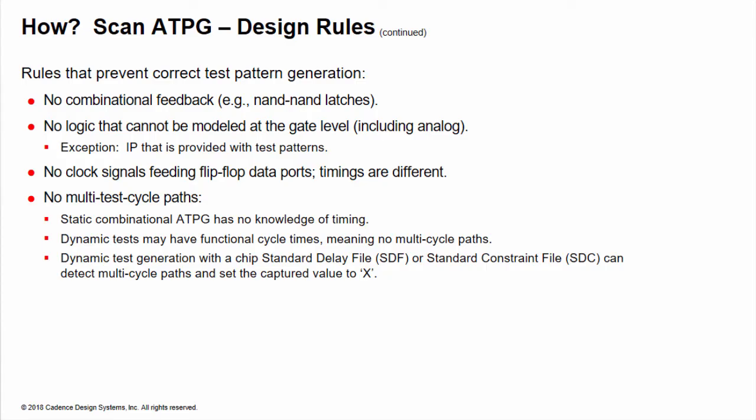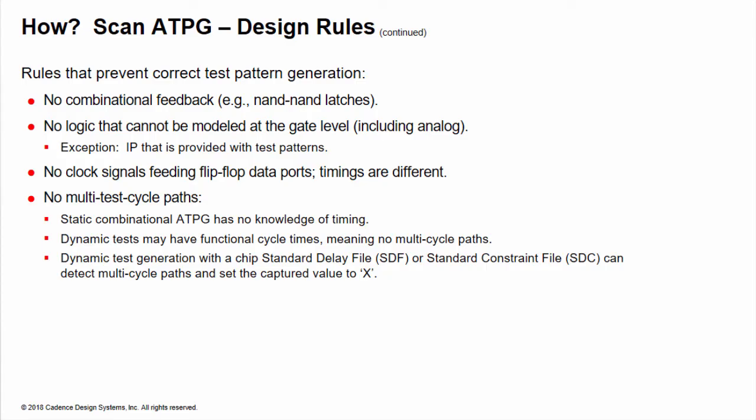First among these design rules is no combinational feedback. In effect, combinational feedback creates unclocked memory in the circuit. Its state is not determined solely by the circuit input. This effect is not modeled in the test generator, which assumes that all of the combinational logic starts at an unknown state for each test pattern. If logic cannot be modeled as gates, it cannot be understood by the test generator. IP that's provided as a black box with test patterns is acceptable.